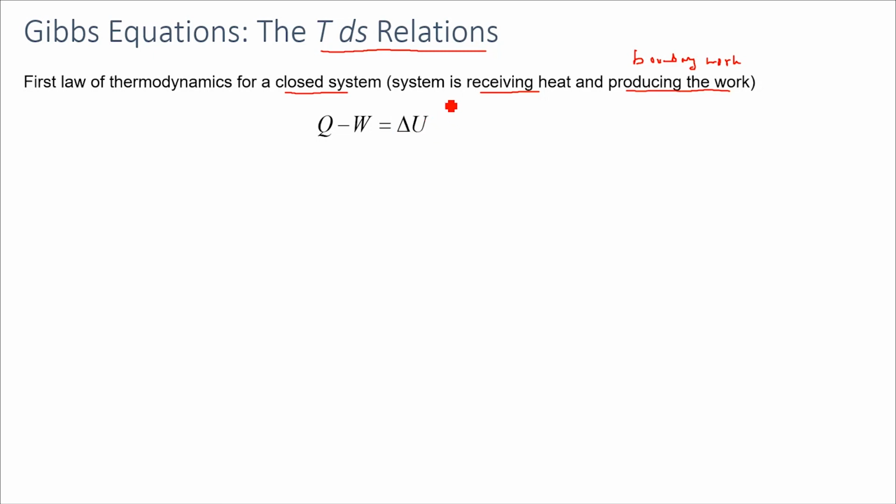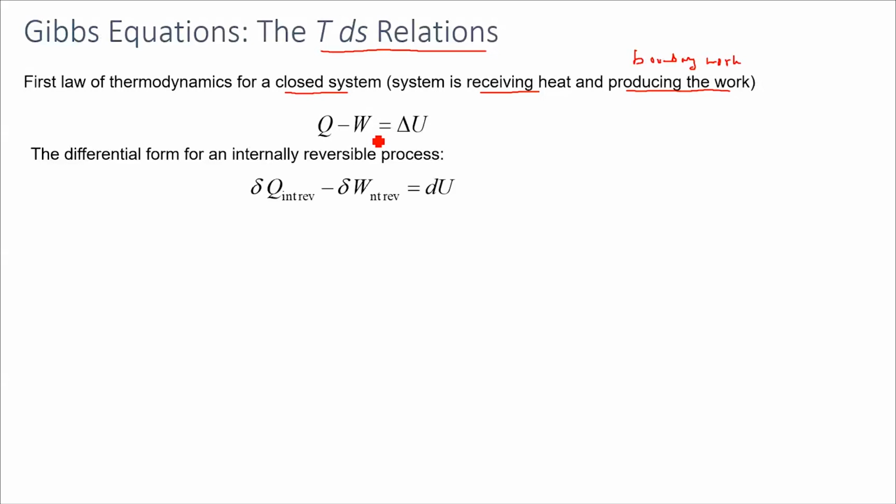So this equation, if you want to express it in differential form, we will have this expression in this form. The differential form for an internally reversible process for a closed system is del Q internally reversible minus del W internally reversible equals dU.